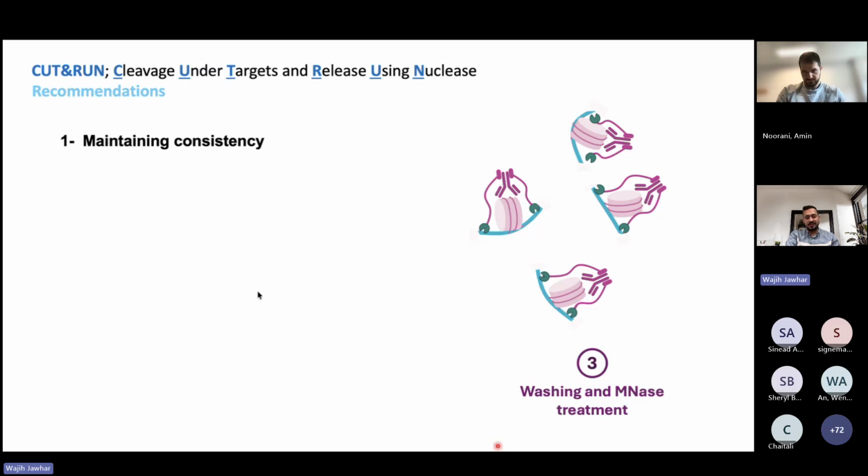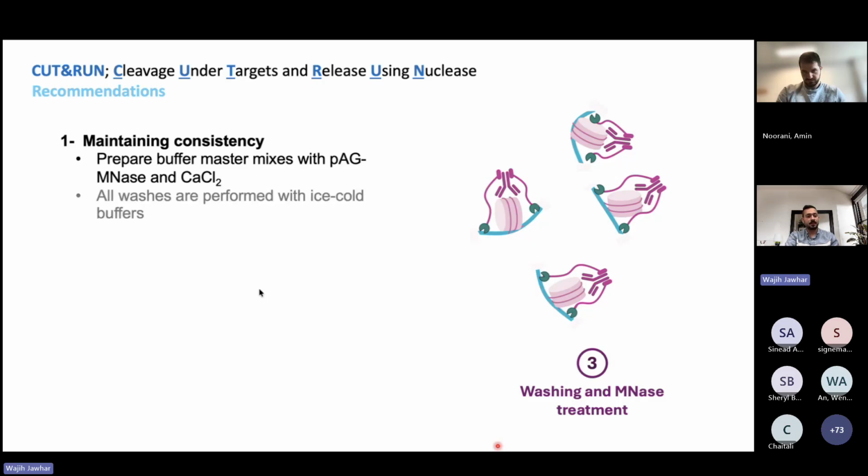So this step is also very easy. Actually, the whole protocol is very straightforward. It only requires a few washes, making sure that no mistakes are happening, and of course, maintaining consistency, which is something I'm going to stress again here. So prepare your buffer master mixes with protein AG MNase, and the other master mix with CaCl2 to make sure that all of the samples are treated equally.